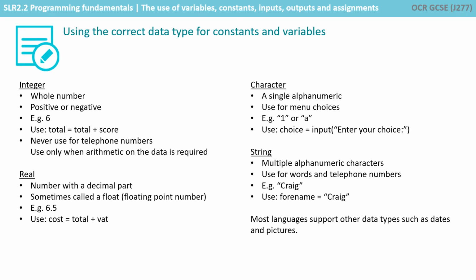So we've talked about data types a few times in this video, so here are 4 of the most important you need to know. Integers for storing whole numbers, positive or negative, and we use these when arithmetic on data is required. Real numbers, that's numbers with a decimal part, sometimes called a float. Characters is a single alphanumeric character, typically used for menu choices, and remember 1 on the keyboard when pressed would be the character 1, not the number 1. And a string is multiple alphanumeric characters, so we use this for things like words and telephone numbers. Most languages support many other data types such as dates and pictures, but they're beyond the scope of GCSE.